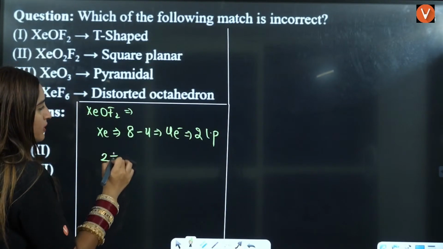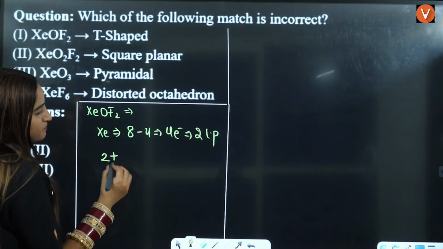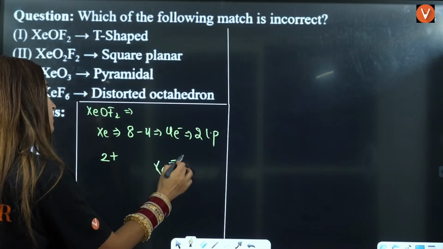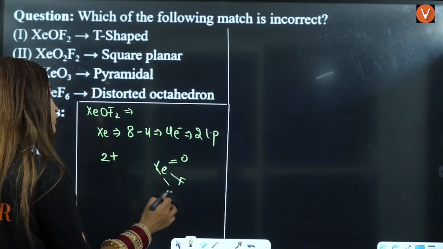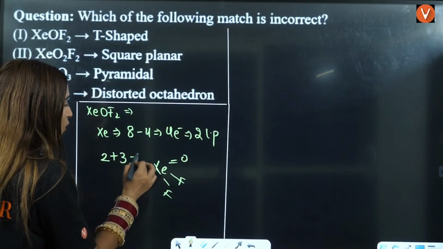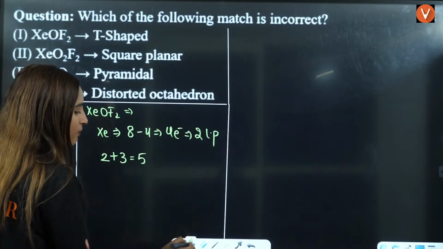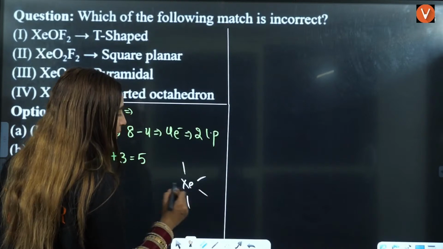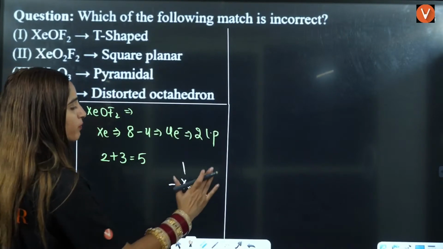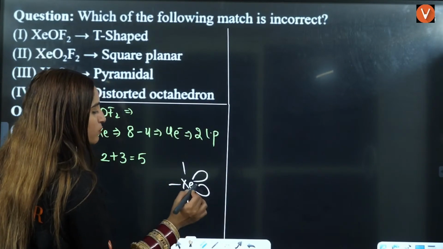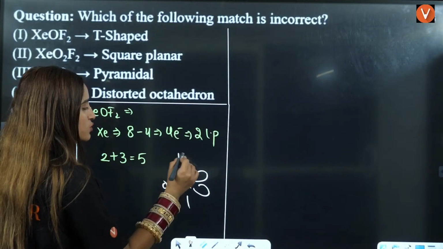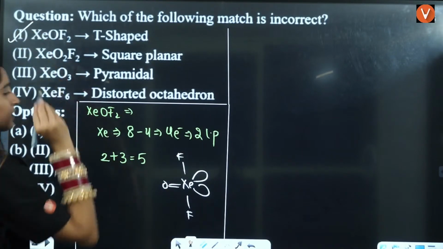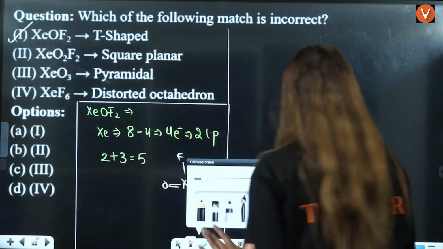Now 2 lone pairs plus how many sigma bonds? See, xenon has a double bond with oxygen, 1 fluorine, 1 fluorine. So total 3 sigma bonds, which equals 5. So here the answer is going to be trigonal bipyramidal, where 2 lone pairs will be on the equatorial position, and hence this is going to be T shape, which is the correct answer, right?